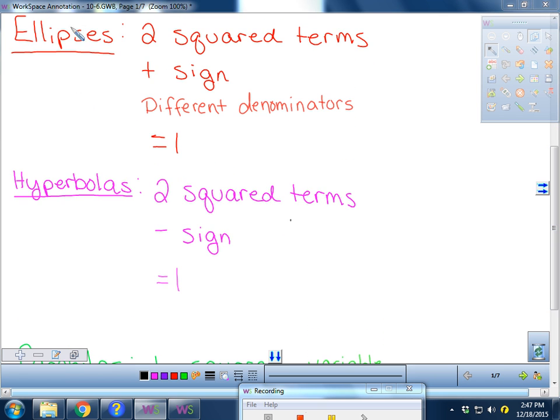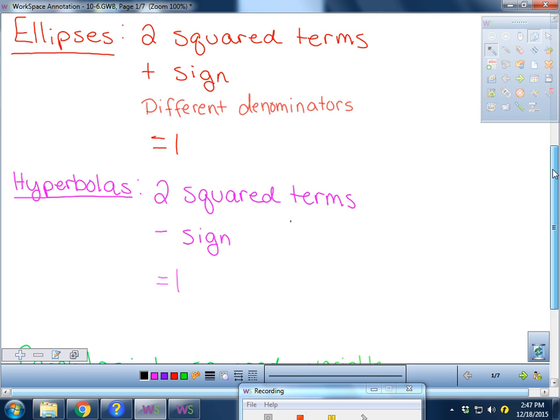Hyperbolas are really similar to ellipses. The only difference is that they have a minus sign. They can have the same denominators. That's why I didn't put different denominators. They can have the same. It doesn't matter. So really the main difference between these two is that the ellipses have a plus and the hyperbolas have a minus. I don't really have an easy way to remember that. You just kind of have to. If you want to think of it as hyperbolas are two butts facing each other and that's negative, I don't know. Come up with something, okay? Anything that helps you remember.